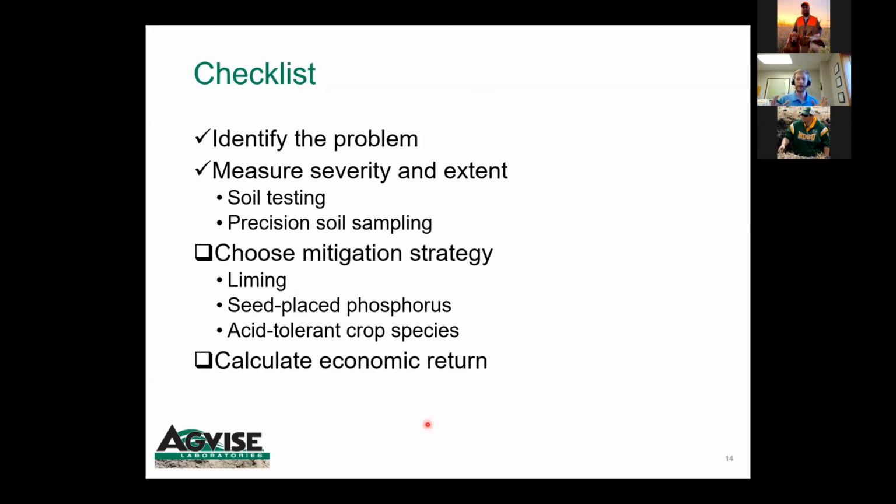So what we've talked about today, this is kind of our visual checklist so far. We've got to identify the problem. We've done that. We also talked about measuring the severity and the extent of the problem, which requires soil testing and specifically precision soil sampling. The next things that we'll be talking about are choosing a mitigation strategy, which might be liming. It might be seed placed phosphorus. It might also mean acid tolerant crop species. And depending on which of those you pick, it's very important to calculate the economic return, because these are very big capital investments and big system changes. So with that, I will end it, turn it over to you, Ryan.